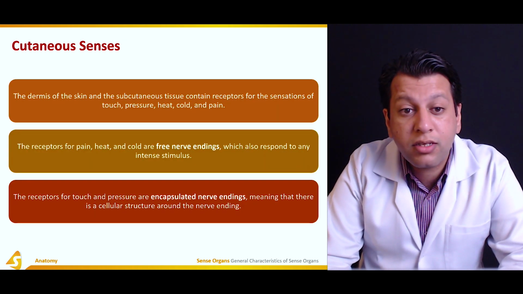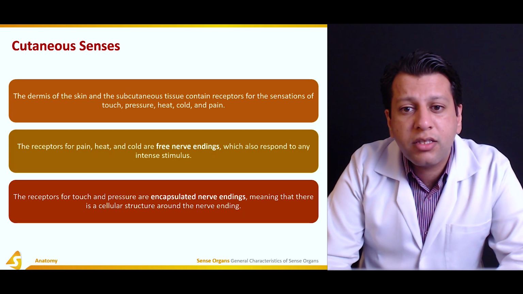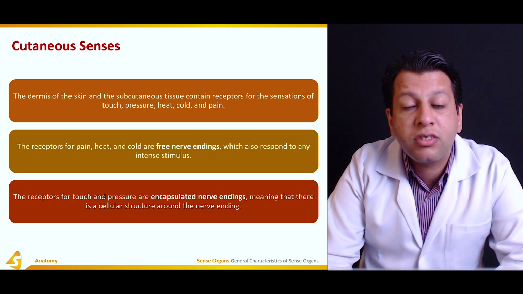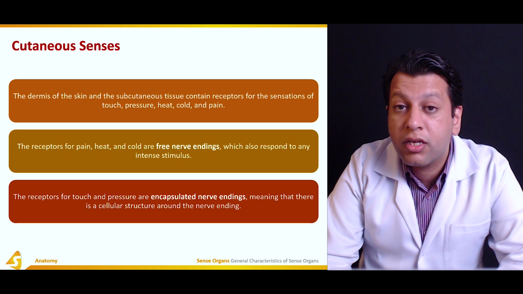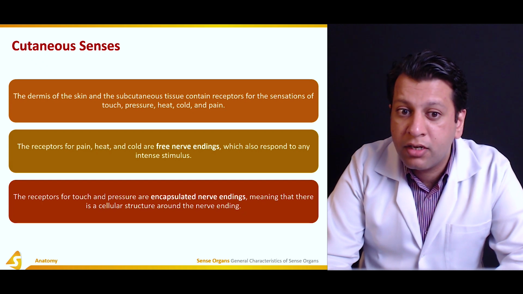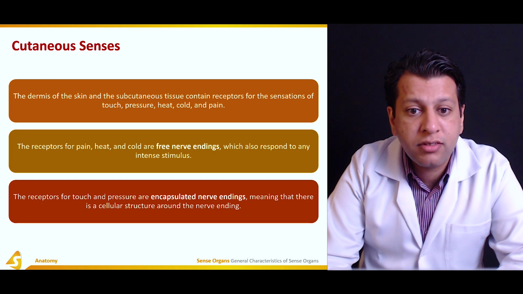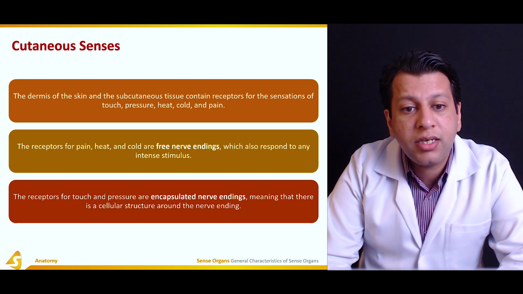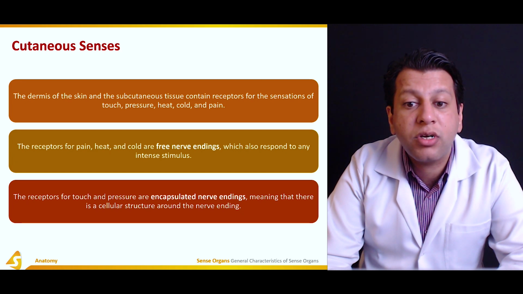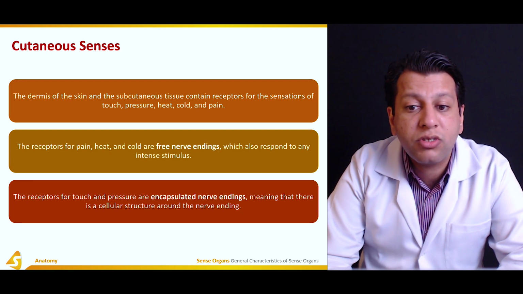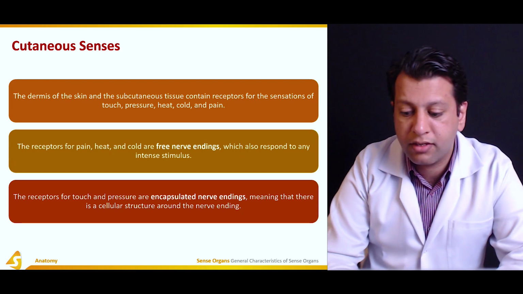Now, what are the cutaneous senses? The dermis of the skin and the subcutaneous tissue contain receptors for sensations such as touch, pressure, heat, cold, and pain. The receptors for pain, heat, and cold are free nerve endings, which also respond to intense stimuli. The receptors for touch and pressure are encapsulated nerve endings, meaning that there is cellular structure around the nerve ending.